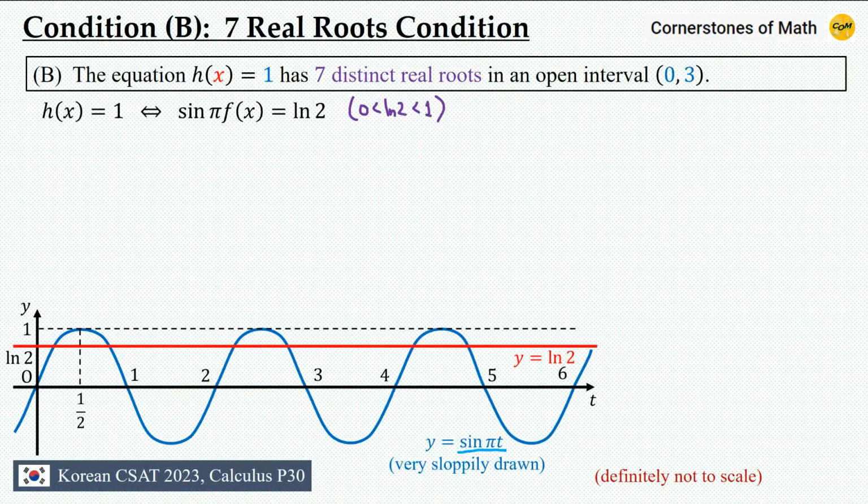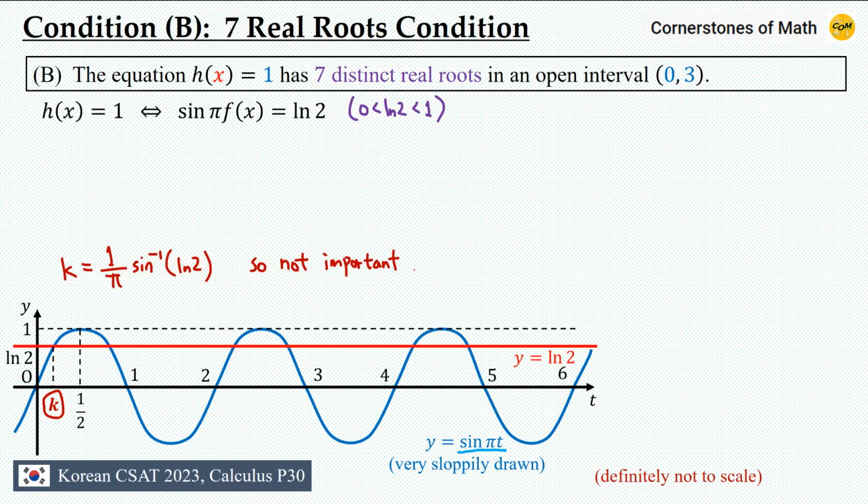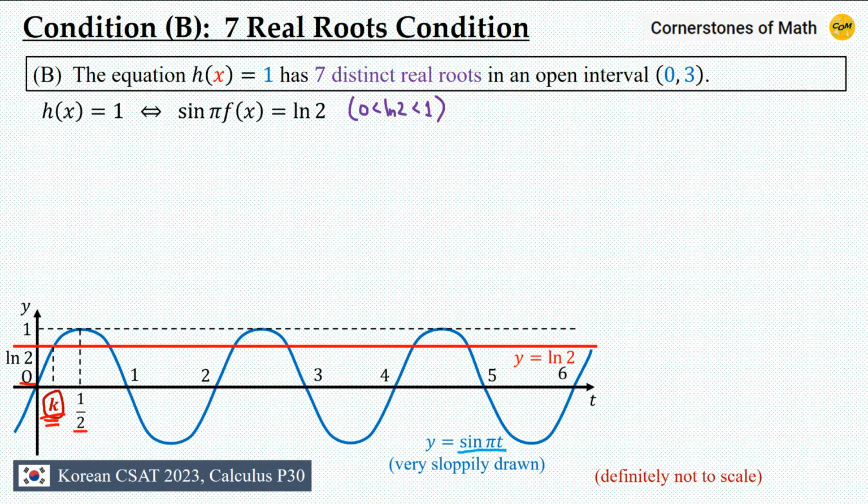And one of the values of t that satisfies sine pi t equals ln 2 is this x-coordinate, which we will call k. Well, actually k has an exact expression, but who cares, right? Let's just simply call it k. Then, as you see, this k is in between 0 and 1/2. And this k is not the only value of t that gives sine pi t equals ln 2. There are also these values.